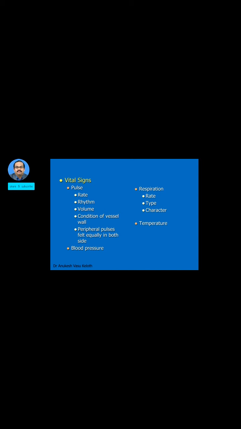And then next is the character. So in our case, it's a normal breathing, but in some we have the Biot's breathing, Cheyne-Stokes breathing. It's not relevant again in a normal patient. And the last vital sign is the temperature. You can use a thermometer, or you can use the extensor aspect of your fingers and feel for the temperature on the forehead. And that way you can know whether the person is febrile. So these are the 4 vital signs.